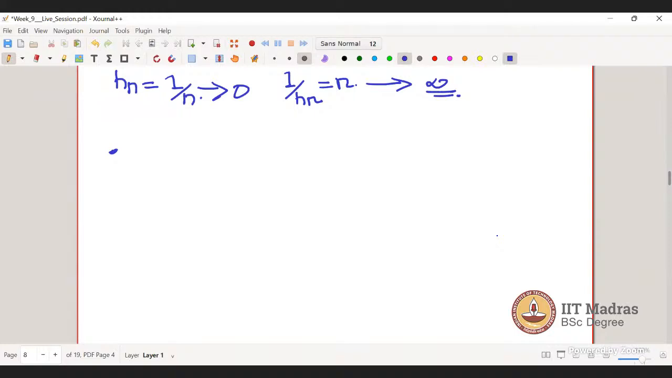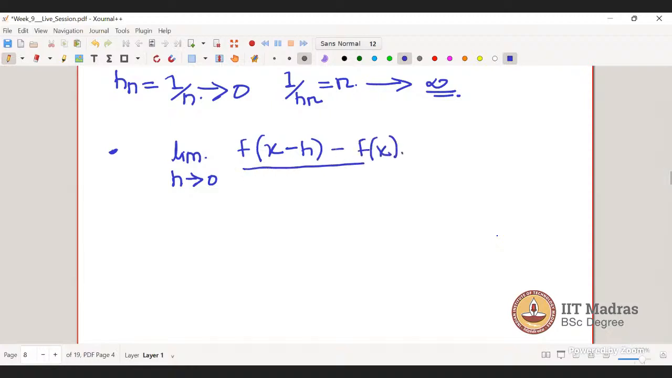So this, let's say f of x minus h minus f of x divided by h. This is my left hand limit, right? The right hand would be f of x plus h. Just x plus h will happen. That's it.